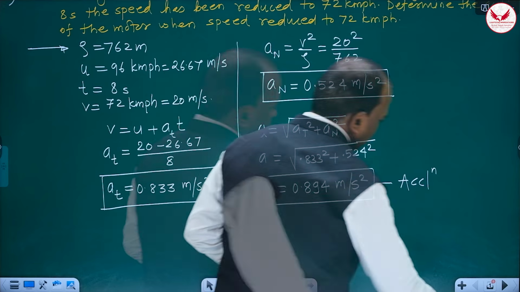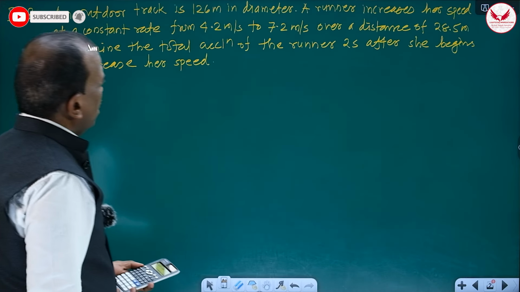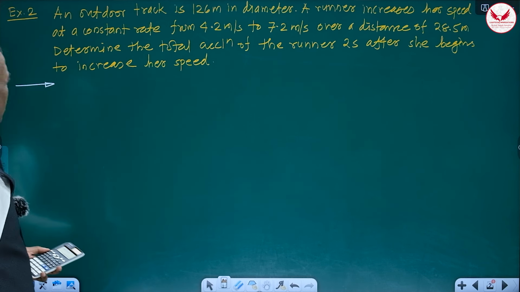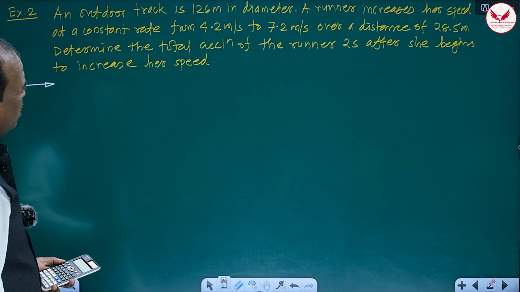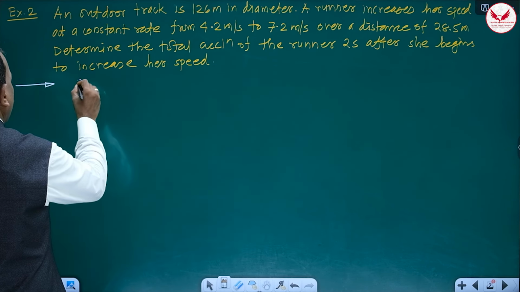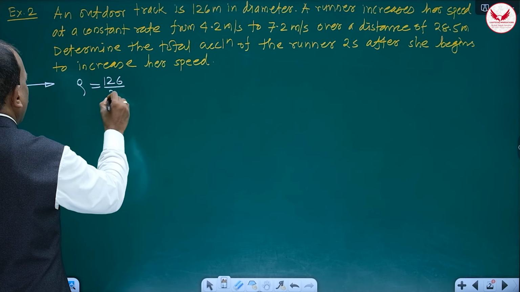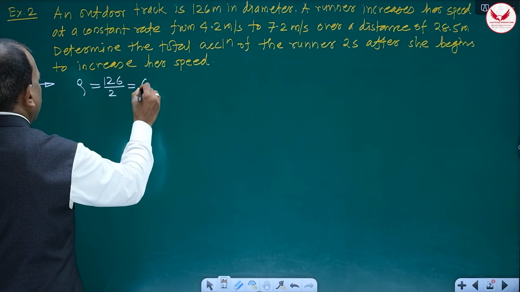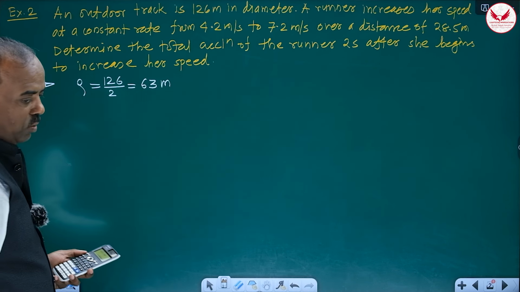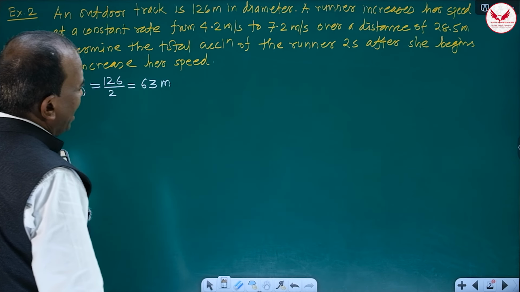Now we can have a second example. Again, an outdoor track is 126 meter in diameter. Now be careful here. It is a diameter, means rho is 126 by 2. It is 63. The mechanics is something like this. There are so many students who may take speedily that rho is 126, its diameter.